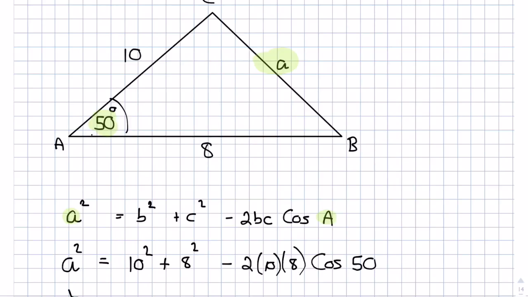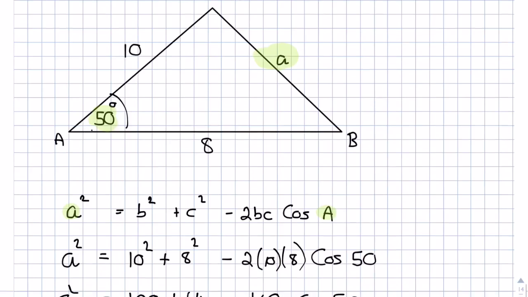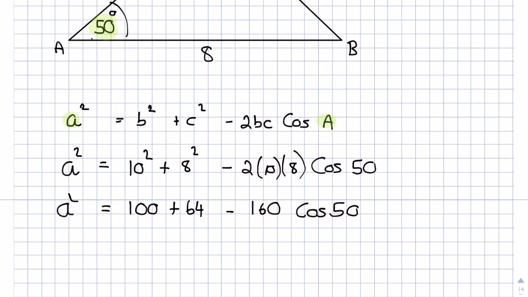So A squared is equal to 100 plus 64. 2 by 10 is 20. By 8 is 160. So minus 160 cos 50. And the only way you're going to go wrong here is if you make a mistake with your algebra. Okay, so be very careful with it. A squared is equal to 164 minus 160. And if you do cos 50 degrees, make sure your calculator is in degrees. If you do cos 50 degrees in your calculator, you're going to get 0.6428.